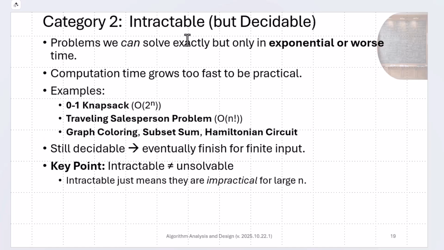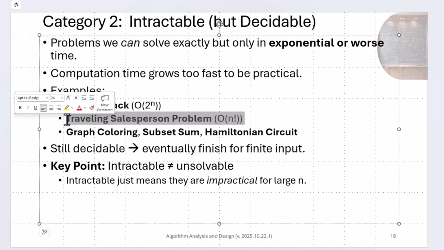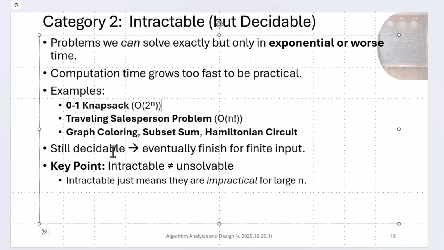Category 2 is intractable. These are problems we can solve exactly, but only in exponential or worse time, meaning the computation time grows too fast to be practical, at least for large n. Examples are 0-1 knapsack, the traveling salesperson problem, graph coloring, subset sum, and Hamiltonian circuit, which is also heavily related to the traveling salesperson problem. Still decidable, so they eventually finish for finite input. Even if it took 1,000,000 years, it would still be theoretically solvable. The key point is that intractable doesn't mean unsolvable. Intractable just means impractical for large values of n.